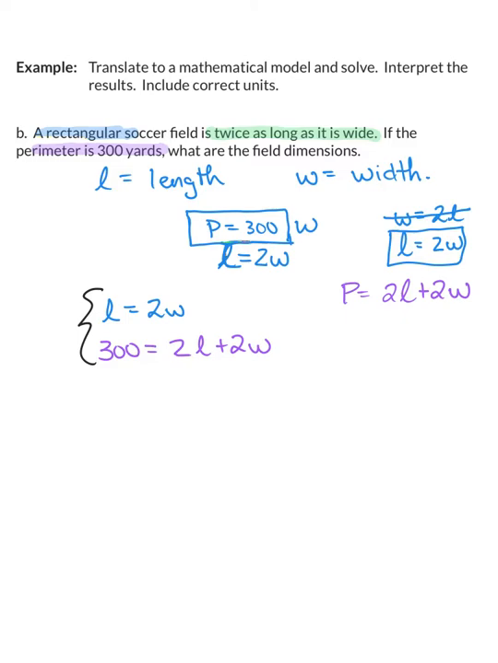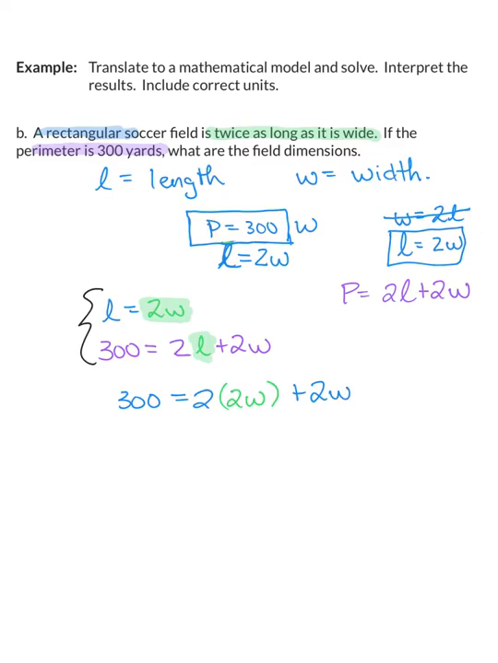From here, we're going to go ahead and solve using the substitution method. So I'm going to take 2W, and I want to replace L in my perimeter formula with 2W. If we do that, we get 300 equals 2 times (2W) plus 2W.